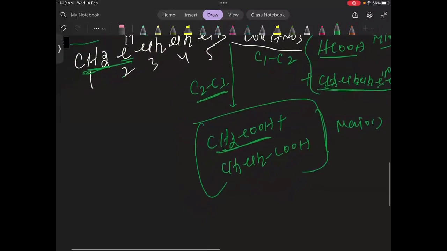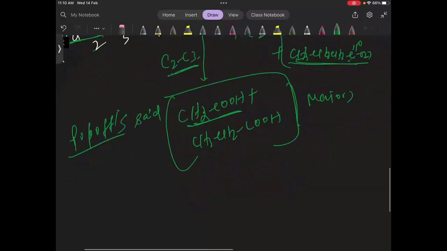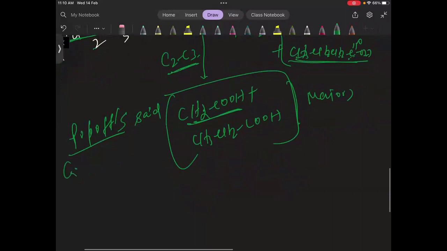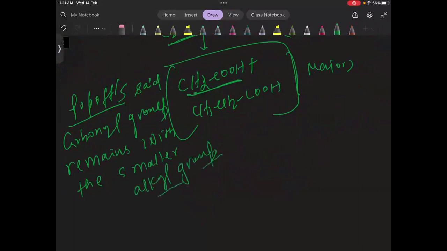Now what is Popoff's rule? Students, what is Popoff's rule? See that, what Popoff's rule says is that the carbonyl group remains with the smaller alkyl group. So I hope you understood.